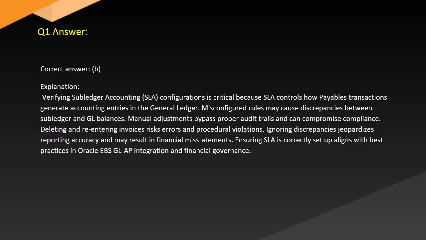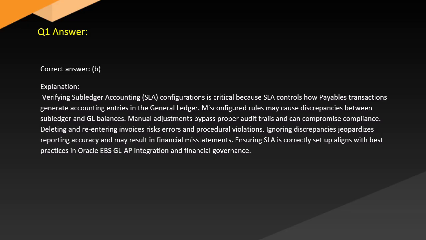Answer. Correct answer: B. Explanation. Verifying subledger accounting and SLA configurations is critical because SLA controls how payables transactions generate accounting entries in the general ledger. Misconfigured rules may cause discrepancies between subledger and GL balances.